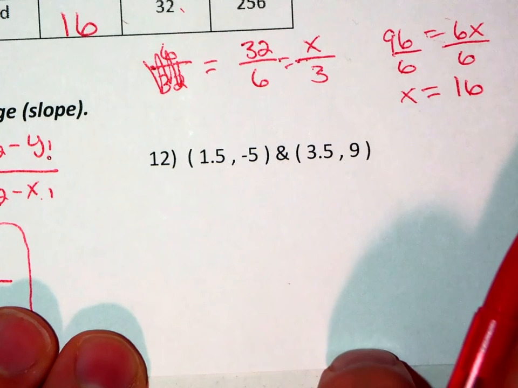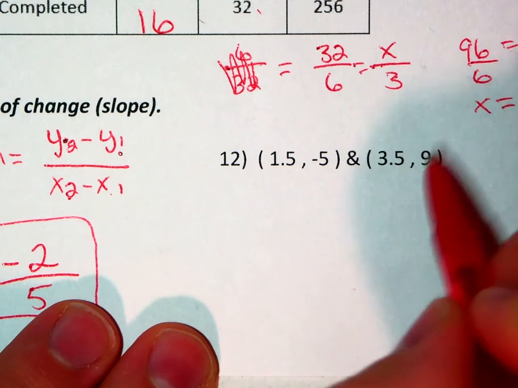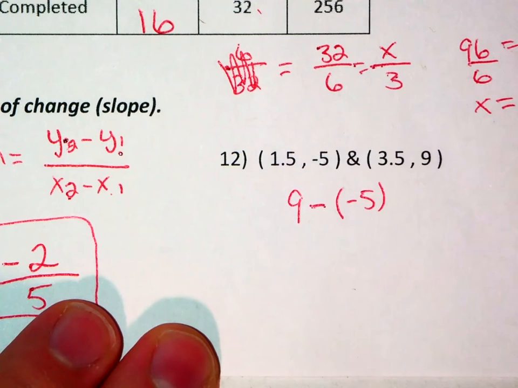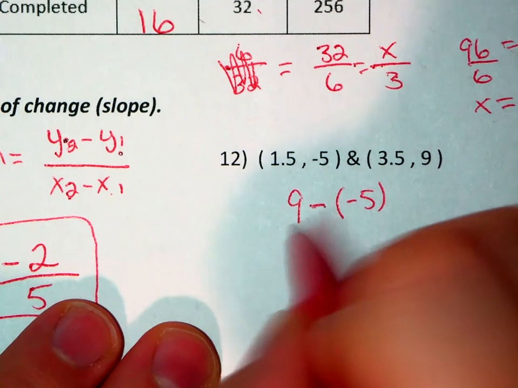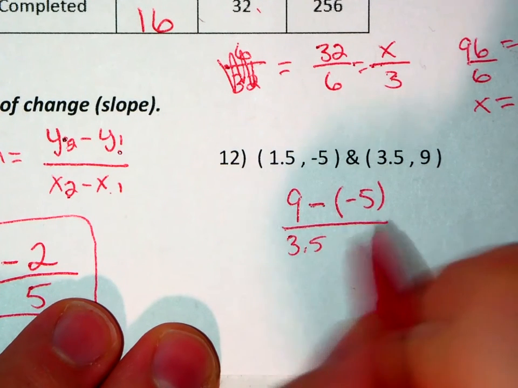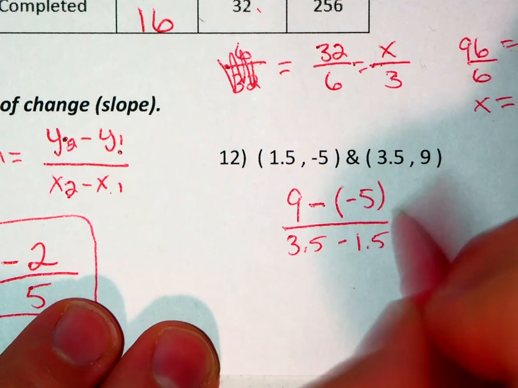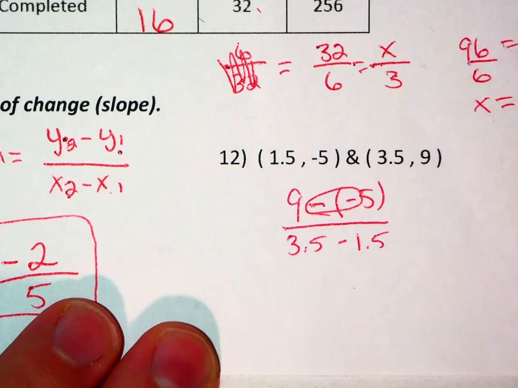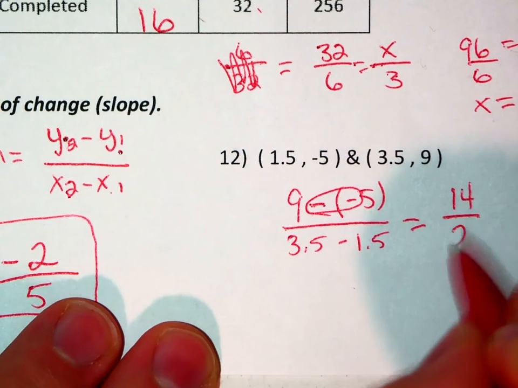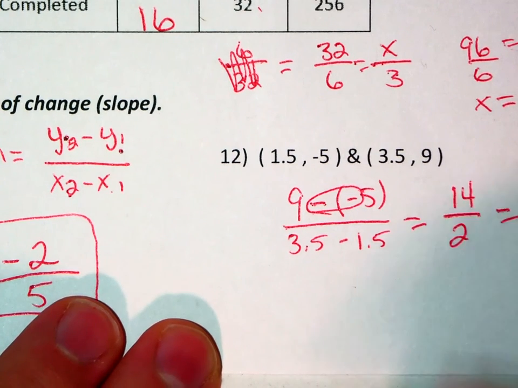Let's try this again on number 12. Using the same formula, I'll get it onto the screen there for you. y2 would be 9 minus, again, a negative 5 now for my y1 value, over x2 is 3.5 minus 1.5. Minus a negative means I'm going to add them together, so that would be 14 over 2, which would simplify to 7. So my slope would be 7.